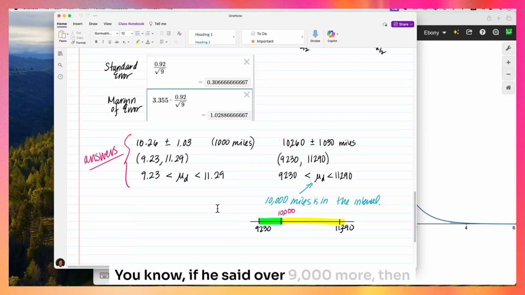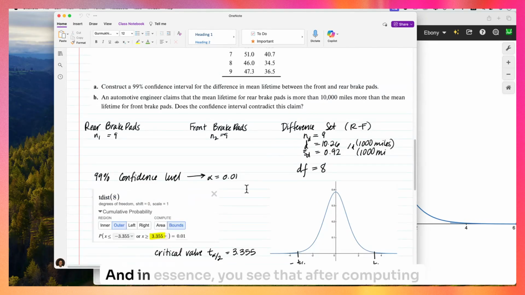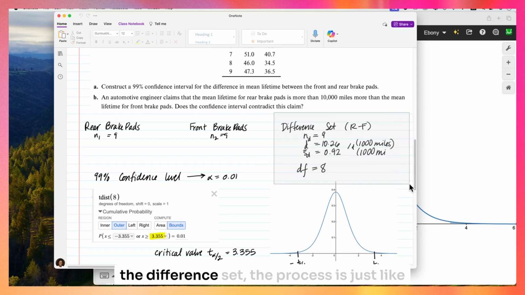If he said over 9,000 more, then absolutely. Him saying over 10,000 more, not always. There's a span of space here where we could have samples that fall here, and then they would be less than the 10,000. So I would say that the claim is not fully accurate. It's a little too strong, and that's what the data is showing us. This is how you compute the confidence interval for a matched pair. And in essence, you see that after computing the difference set, the process is just like computing a confidence interval for a one population mean with standard deviation unknown.